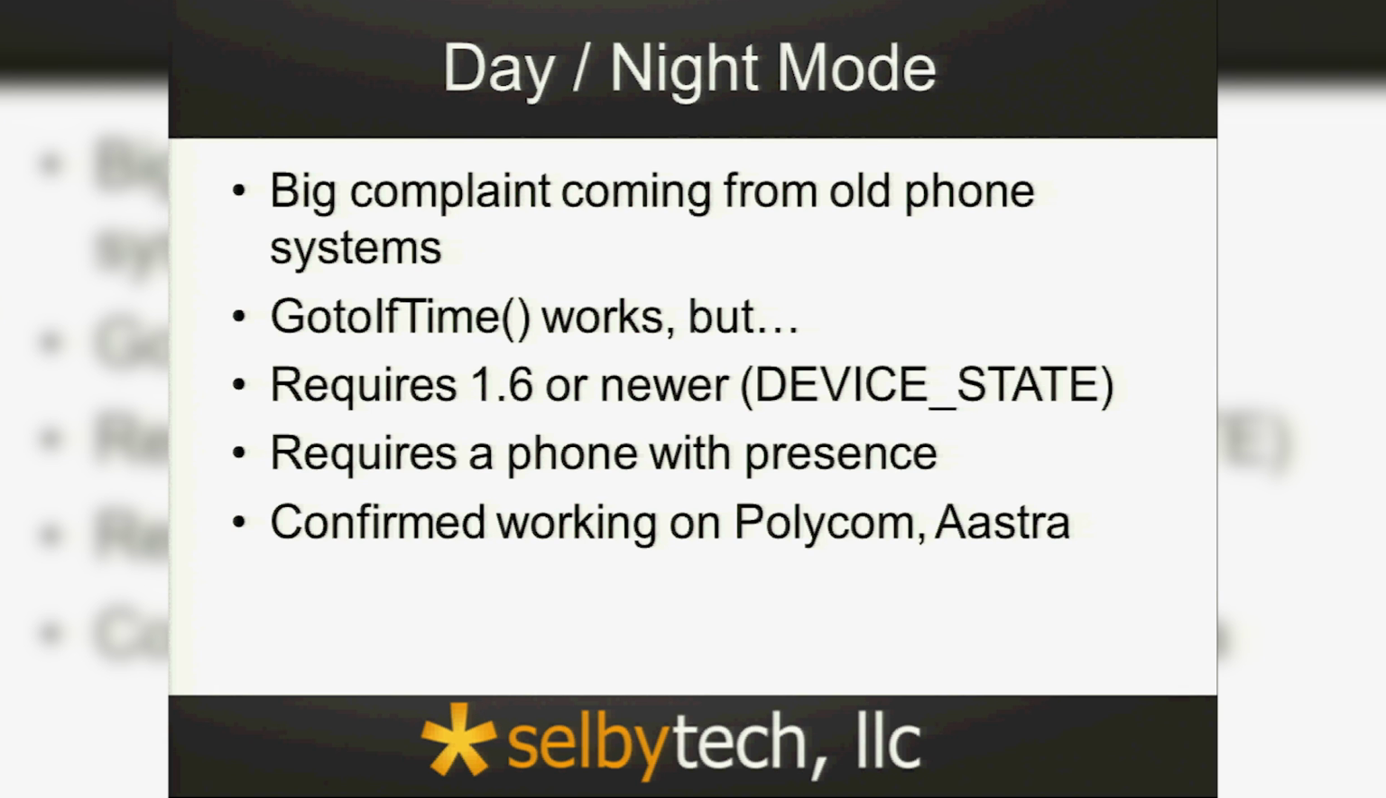I will say it requires 1.6 or newer. I'm not sure which version, I think it was 1.6.0, introduced the device state function. It'll require a phone with presence if you want to have the flashing button that you can press to enable or disable it. I've confirmed it works with both Polycom and Aastra phones. I'm sure it works with any other phone that has presence capabilities, but I haven't tested it, so I can't give you a for sure, yes, this is going to work. All right, so jumping into the code.